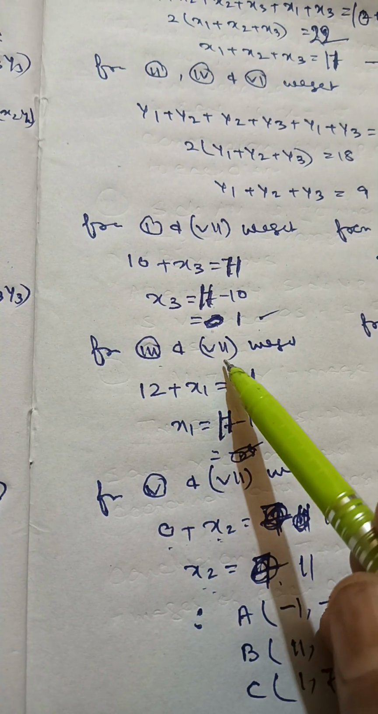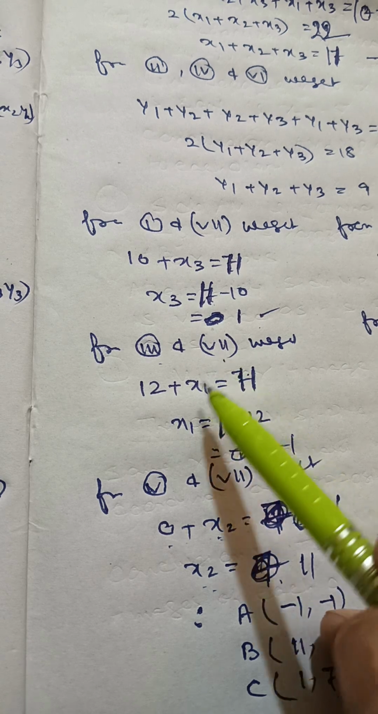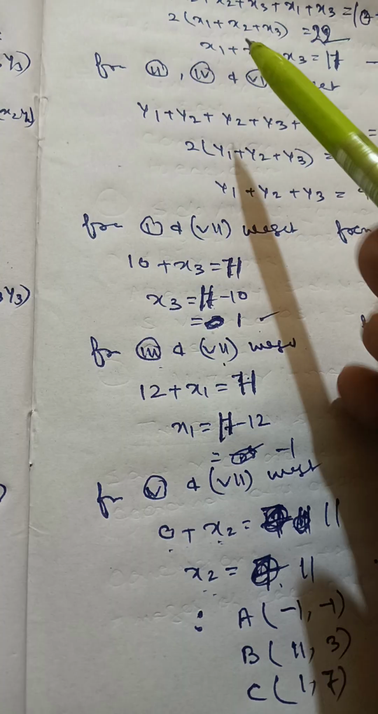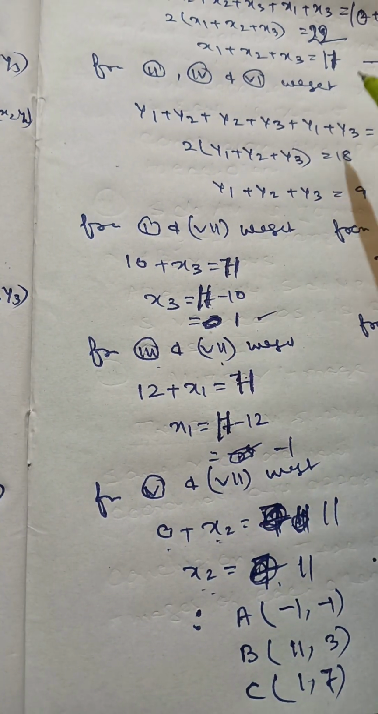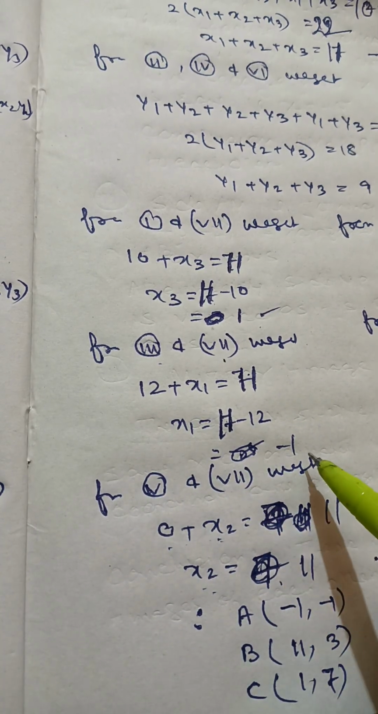Similarly, from 3 and 7, in equation 3 it is given x2 plus x3 is 12. So in place of x2 plus x3 I have written 12, and x1 remains the same, that is equal to 11. So x1 equal to 11 minus 12, that is minus 1.